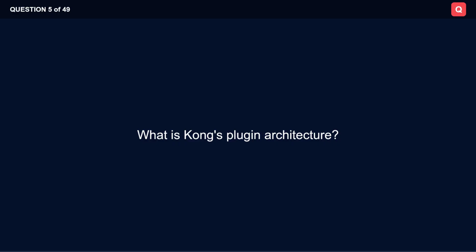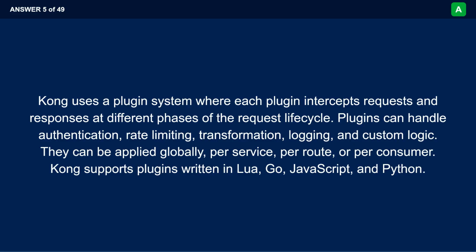What is Kong's plugin architecture? Kong uses a plugin system where each plugin intercepts requests and responses at different phases of the request lifecycle. Plugins can handle authentication, rate limiting, transformation, logging, and custom logic. They can be applied globally, per service, per route, or per consumer. Kong supports plugins written in Lua, Go, JavaScript, and Python.